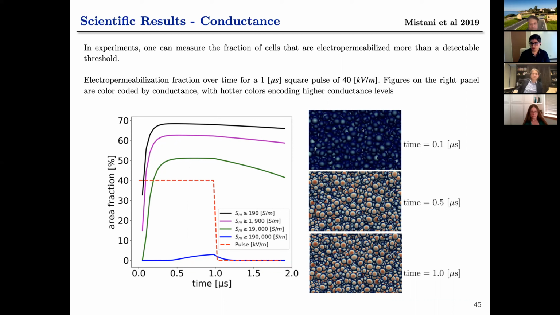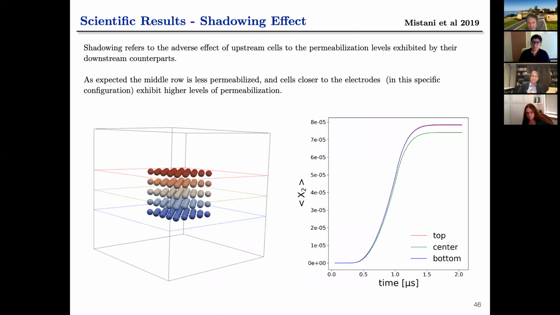And these are just some snapshots of conductance values. For example, let's say this white color corresponds to 19,000 siemens per meter. So we integrate this cap of this ellipsoid and divide by the whole area. Another thing which is reproduced in the simulations is the shadowing effect, which is basically, you locate the electrodes here and there, and as you go farther and farther from the electrodes, you expect to get less electropermeabilization. That's shown experimentally, and that makes sense physically, and the simulation results also indicate the same thing.